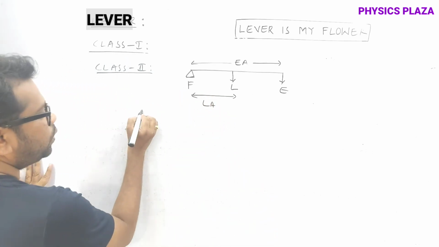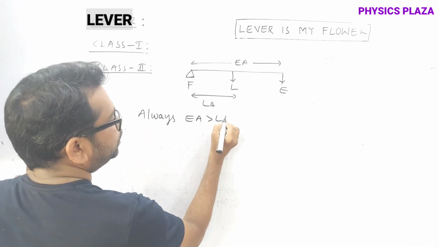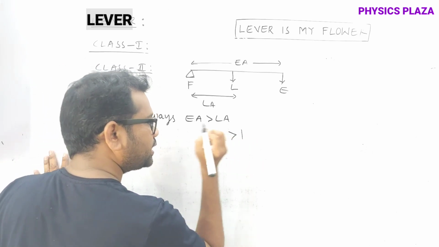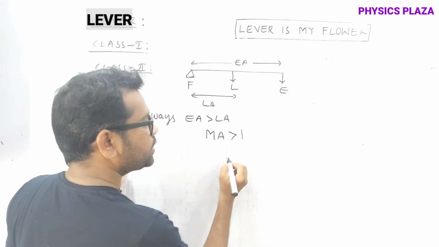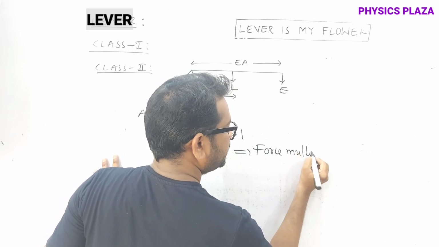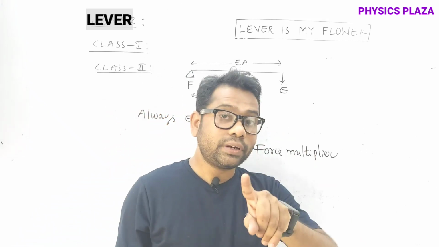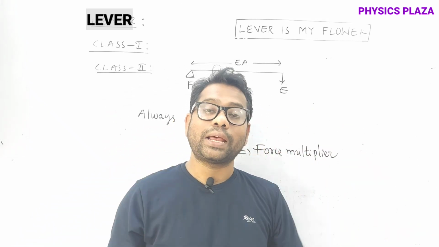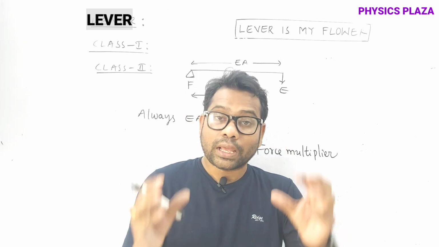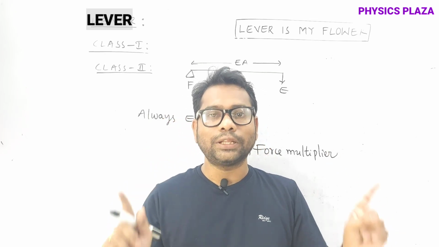Which means what here? Always, children, it's very, very important, the effort arm is greater than the load arm. As the effort arm is always greater than the load arm, mechanical advantage is always greater than 1. Which means class 2 levers always act like force multipliers. Very important. These are like bahubalis. A class 1 lever sometimes behaves like a bahubali, whereas a class 2 lever always acts like a bahubali. It's like a force multiplier. Why? Because the effort arm is always greater than the load arm.